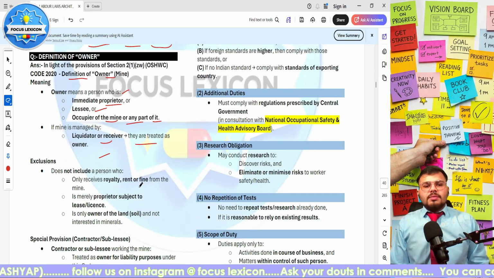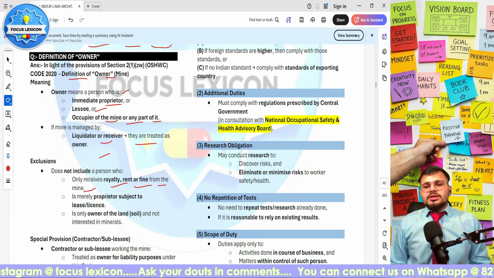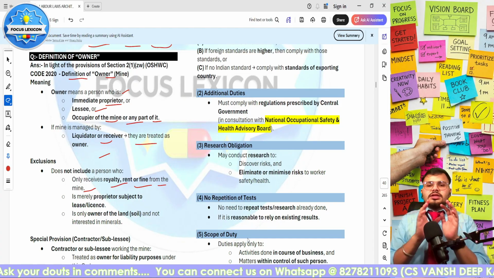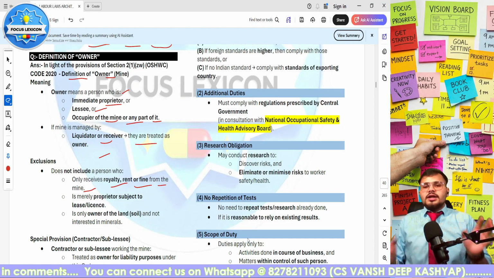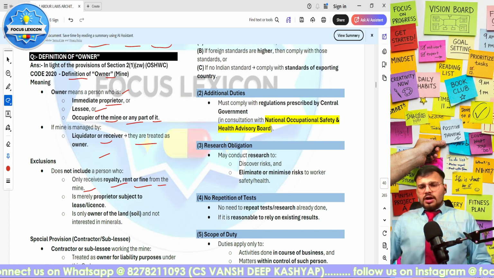Exclusion: does not include a person who only receives royalty, rent or fine from the mine. If the person is owner of the mine and he has given that mine on rent and he is just liable for that rent only, he just collects the rent, he does not bother about what is happening in the mine. So that will not be considered as owner.